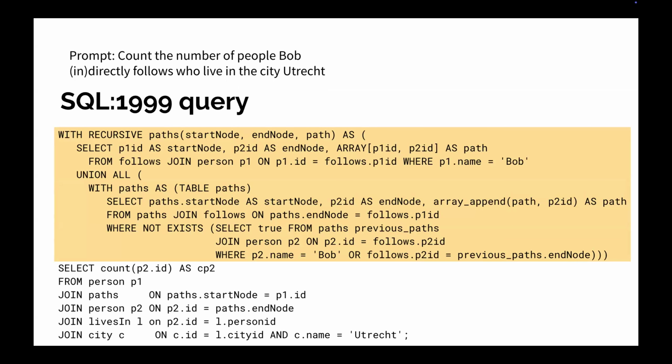So yeah, we have this WITH RECURSIVE, where we recursively go over the paths. And we have to keep track of the lists ourselves with an array. So then also your system needs to support arrays, which not every system does. But maybe nowadays it's better.